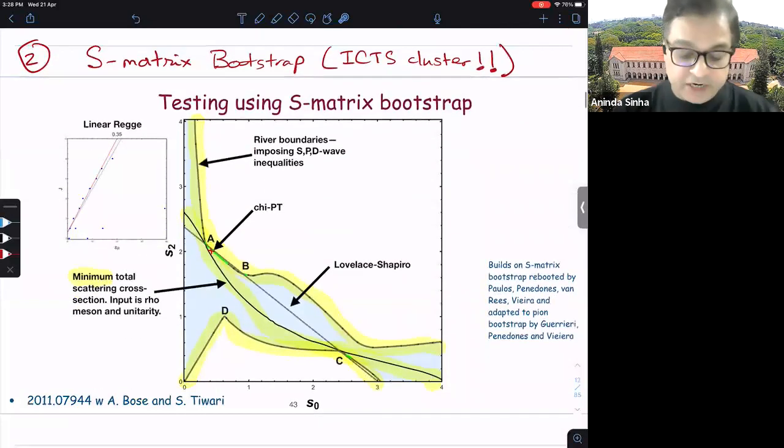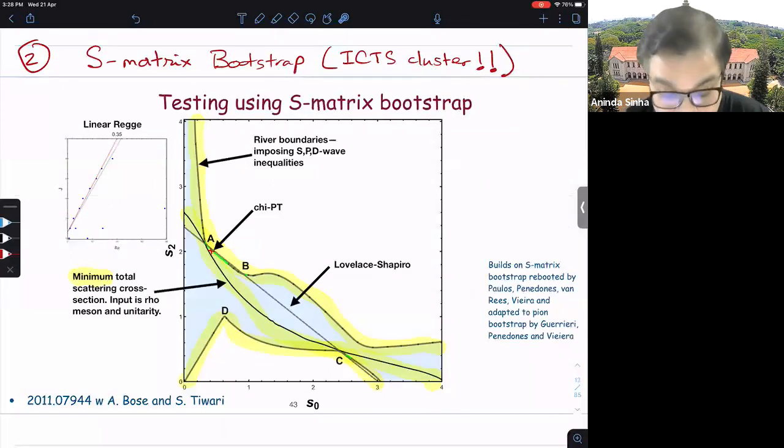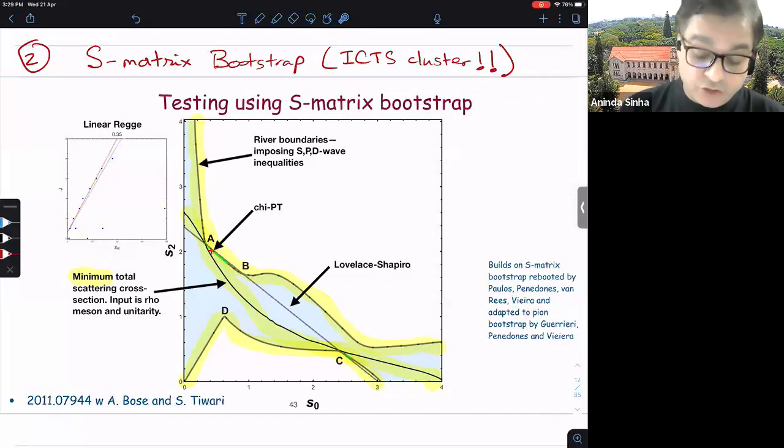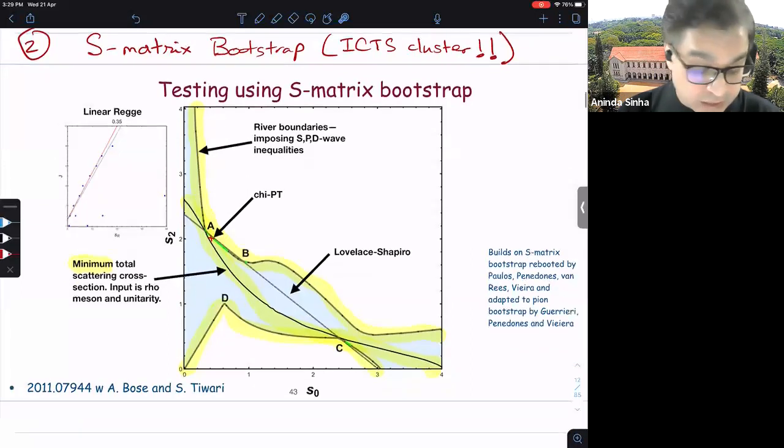So this S-matrix bootstrap is a numerical thing where we constrain pion scattering, but using only unitarity, so to speak. We put in very little. We put in unitarity, in its strongest form, not just A_L bigger than 0, but we actually use |f_L|² less than 1. And we can convert that into a semi-definite programming problem. This was done by a lot of people. It basically builds on whatever Paulos, Penedones, Van Rees, and Vieira did. And I should say that these numerics, what I'm showing here, were done on the ICTS cluster. I'm very grateful to ICTS for lending me that cluster.